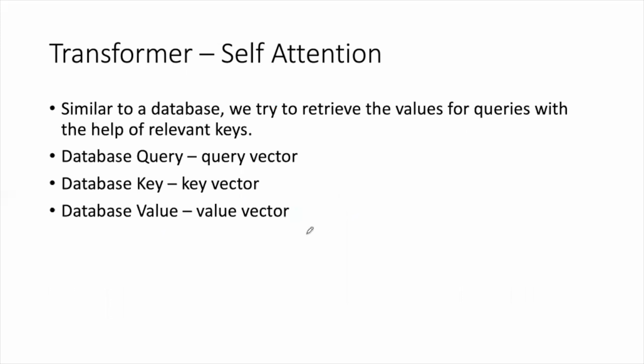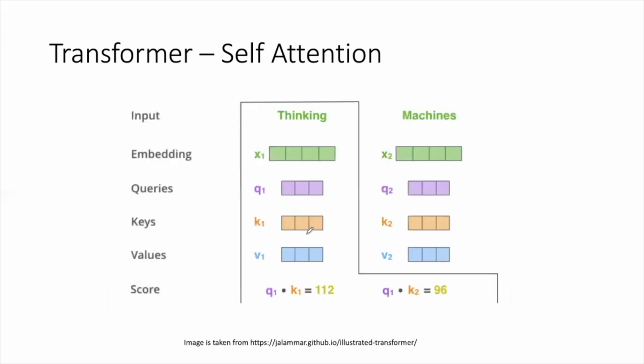Yeah, so this basically mentions how exactly both are related. So we try to retrieve the values corresponding to a query with the help of relevant keys. So we try to find the relevant keys for a query and then pull out the associated values from them. So that's the process. If we try to again look at how it's actually implemented, the self-attention mechanism.